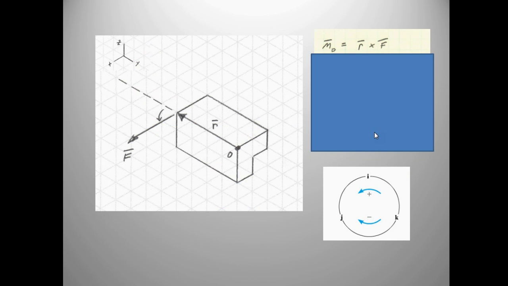All right, let's take a look at another example. In this case, we have r pointing in the negative y direction, and F pointing in the positive x direction. If we think about what's happening, the vector F is going to try to rotate this entire block about point O, and that's going to be the sense of rotation. We're going to again call that the moment about point O.